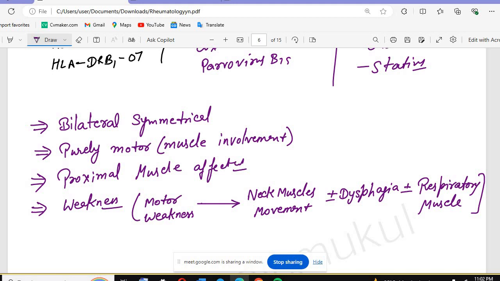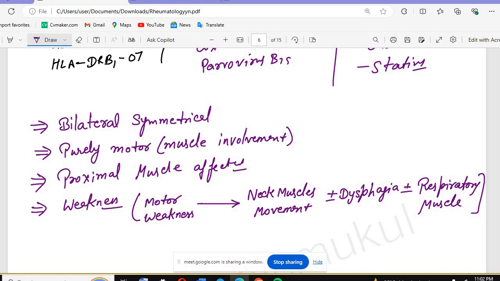So this is the progression: firstly motor weakness, then the neck muscles, then dysphagia, then the respiratory muscles, and this goes on progressively. This is the kind of weakness you will see, and the patient will come and say, okay doctor, in the starting I had a problem in my motor movement, and now I have a problem in the movement of my neck. Whenever I try to move my neck, I feel pain. The pain is not so significant in dermatomyositis, but you will see some resistance in the movement of the neck.